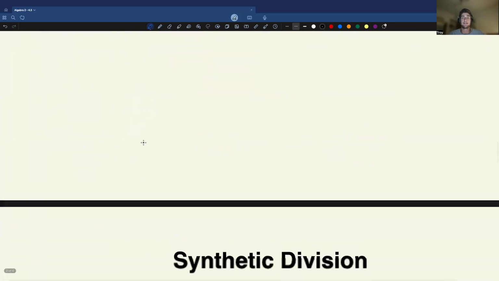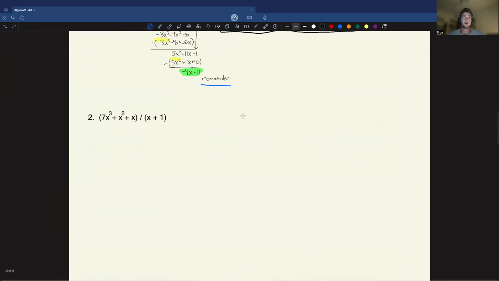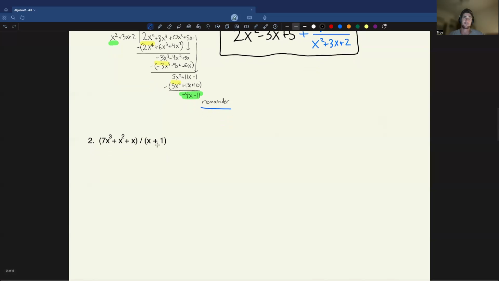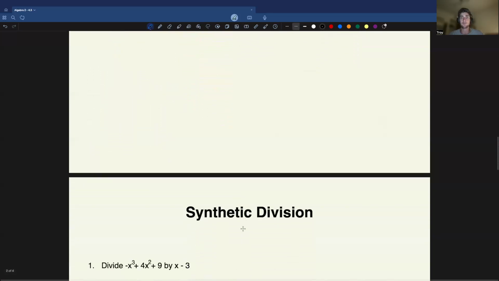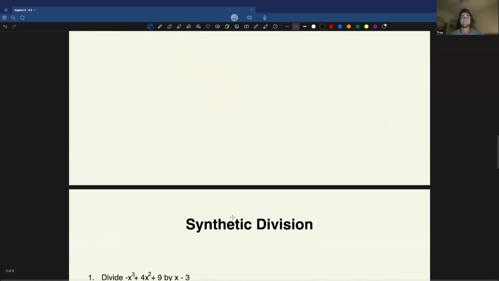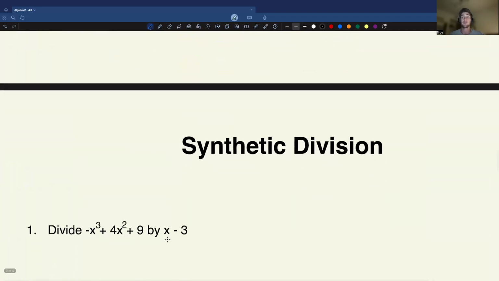But let's talk about synthetic division, which is another one. So polynomial long division, that's the process, right? If we have time, we'll come back and do this one quick, but synthetic division is an easier process, except there's a specific format the division problem needs to be in.